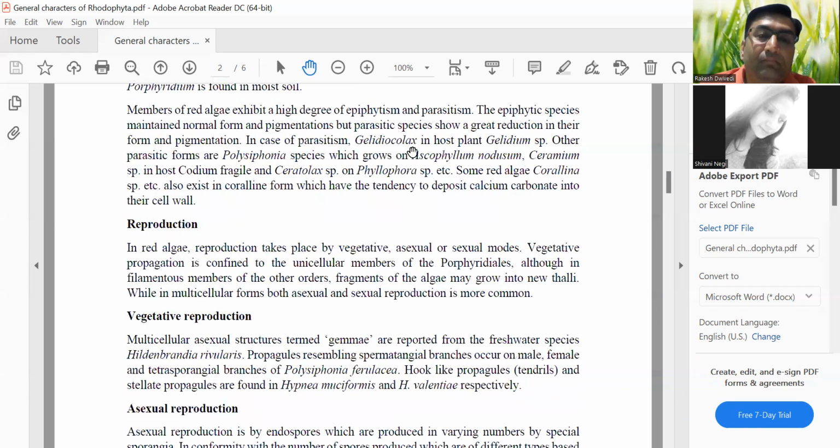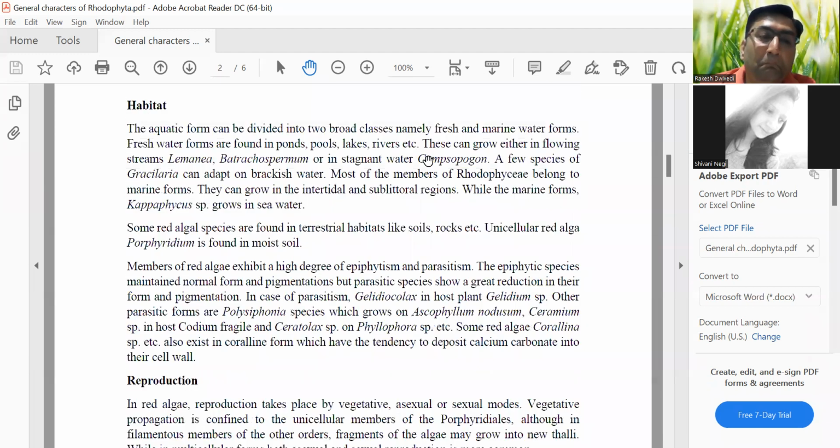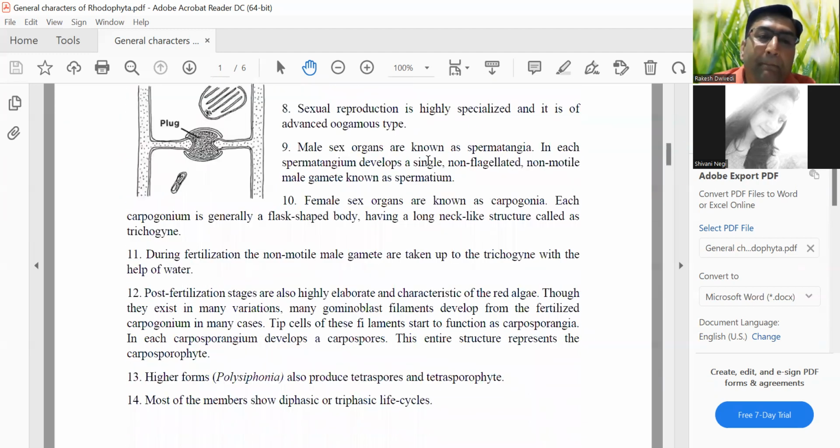So, sir, how does the fertilization occur? I will tell you. During fertilization, the non-motile male gametes are taken up to the trichogyne with the help of water current, because they are aquatic in nature. When the spermatia are released from the spermatangium, they reach the carpogonium passively with the help of the water current.